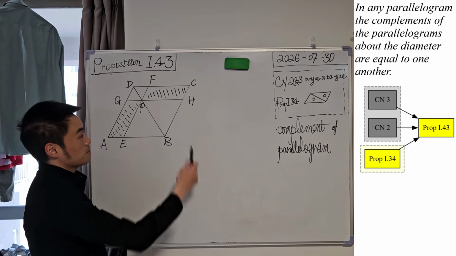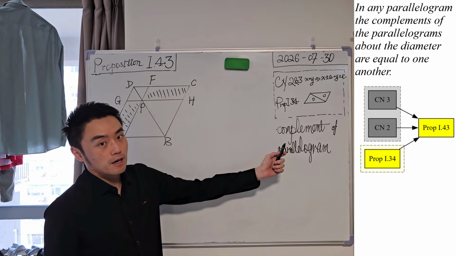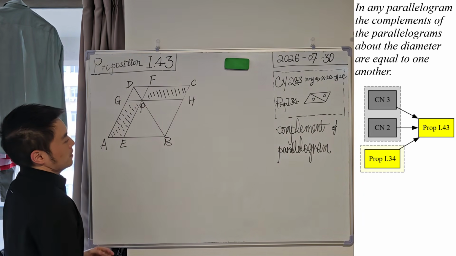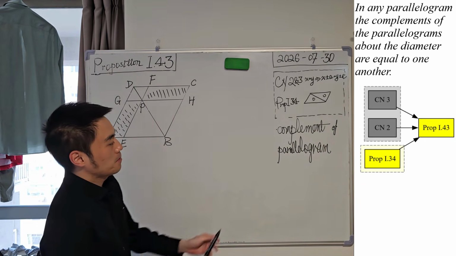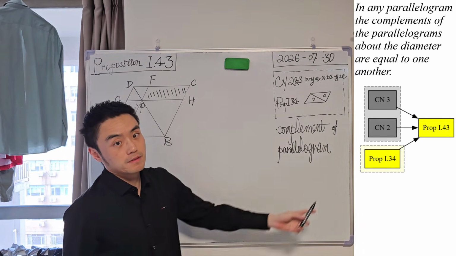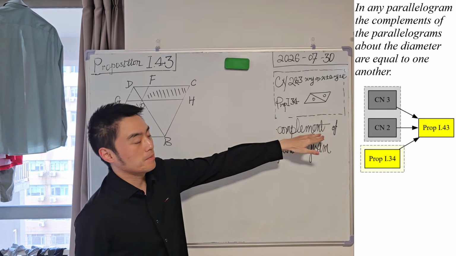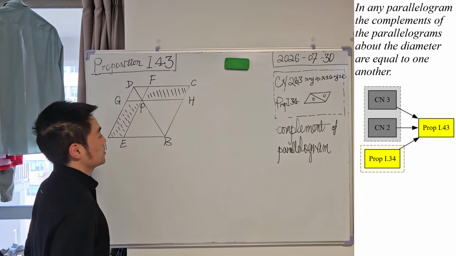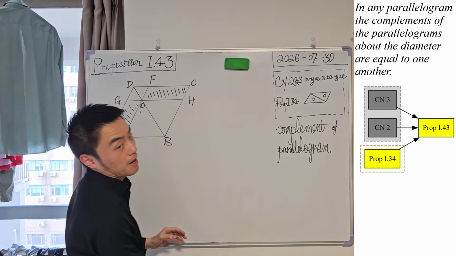Before we start the proposition, I would like to introduce a concept. It is called complement. For example, if we are talking about the complement of a parallelogram, then the shape of this complement will also be a parallelogram. And in this proposition, we will talk about complements about the diameter.